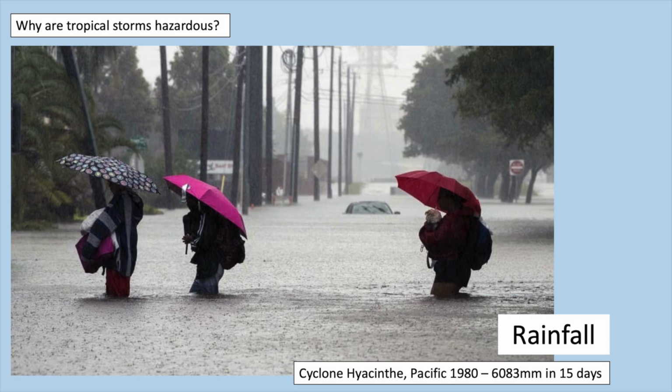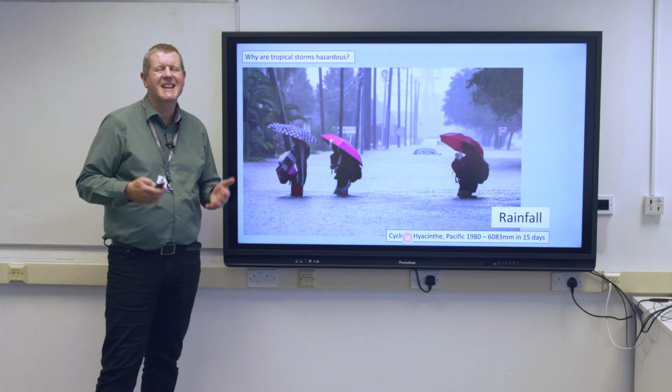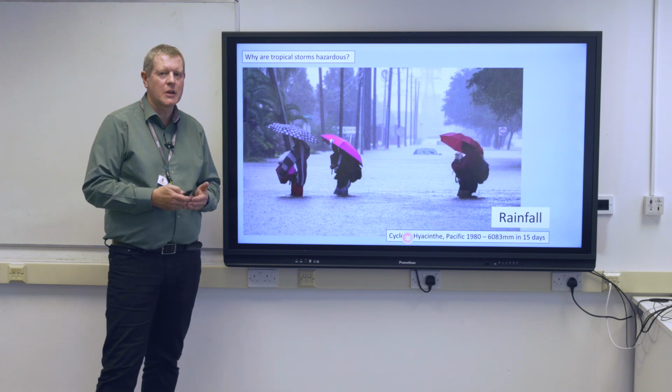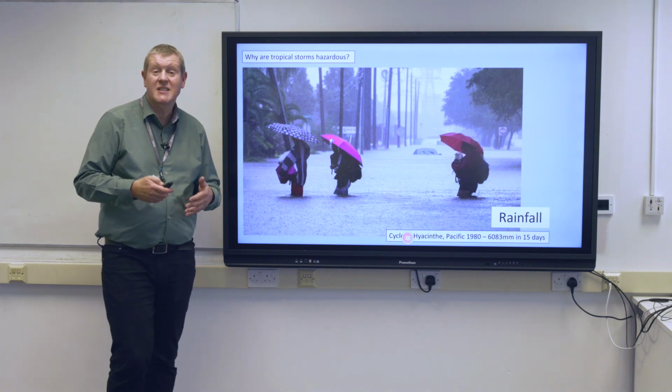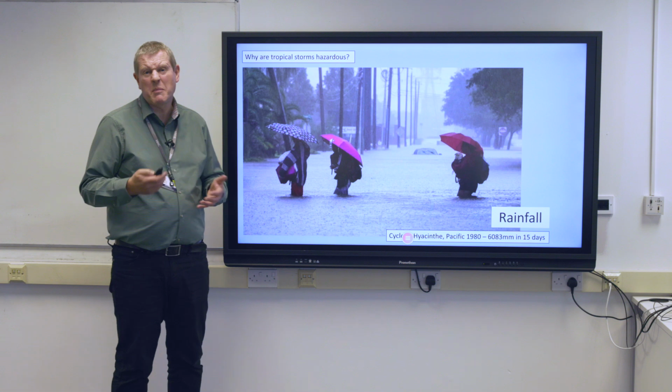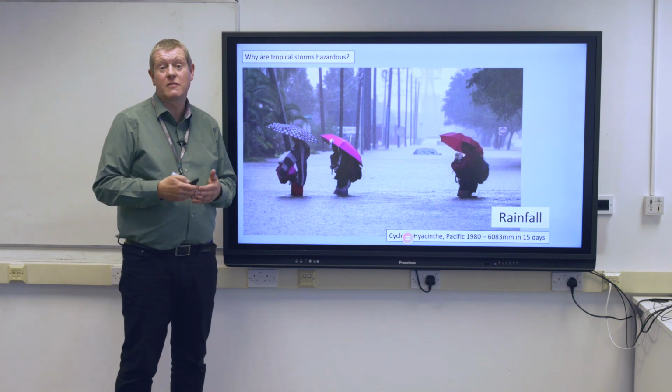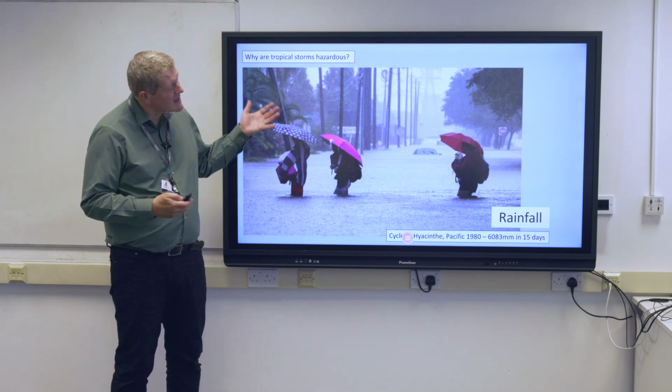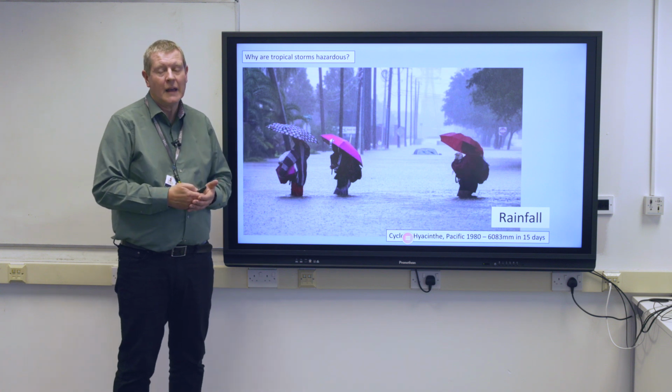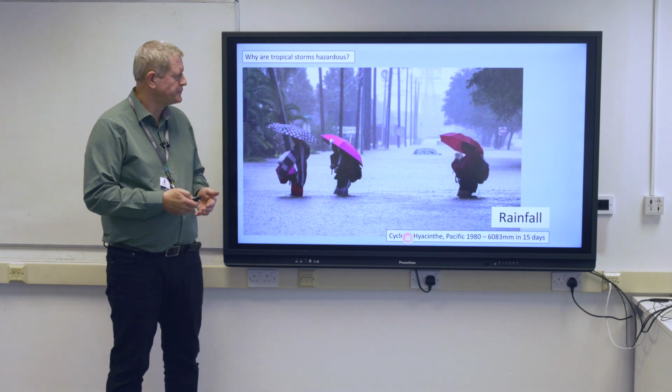Second major hazard from a tropical storm is rainfall. And rainfall can be very intense and can last a long period of time. Cyclone Hyacinth in the Pacific in 1980 dropped over 6,000 millimetres of rain in 15 days. To give you an idea, that's 6 metres of rain in just over 2 weeks. And for context, in West Yorkshire here, we get somewhere between 800 and 1,000 millimetres of rain in a year. So that's 6 years worth of rainfall in just over 2 weeks.